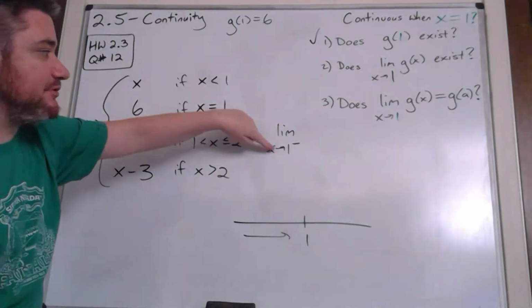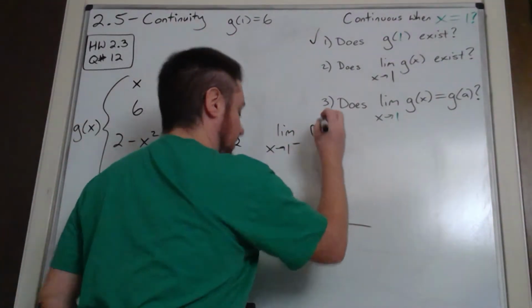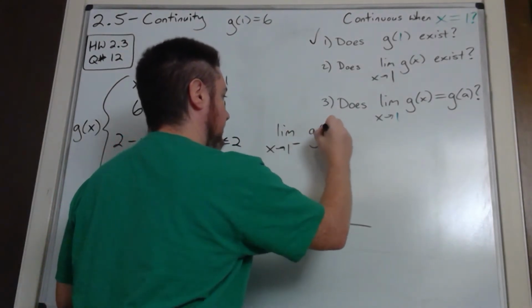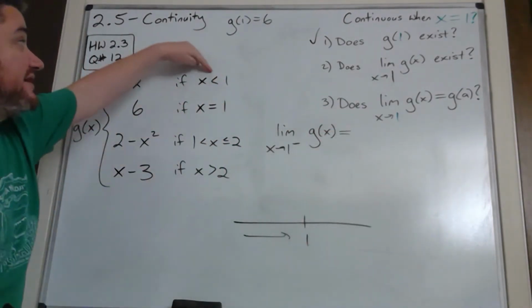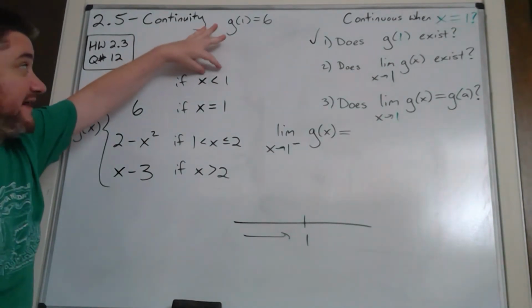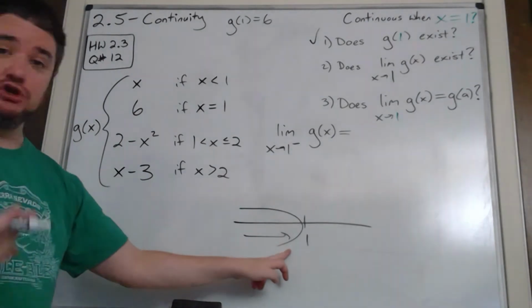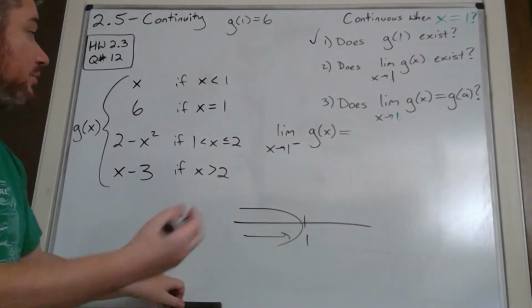So the limit as x approaches 1 from the left of our function g is going to rely on this rule, right? Because if x is less than 1, then that includes all these values to the immediate left of 1. So we're going to rely on that rule. We'll come back to that.